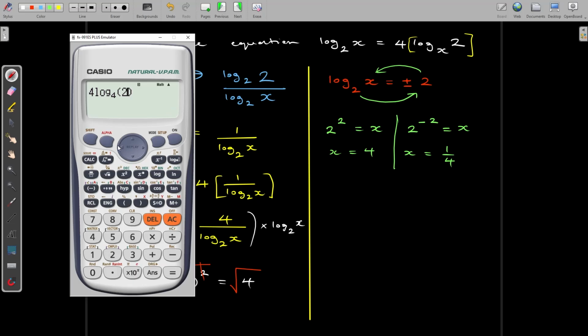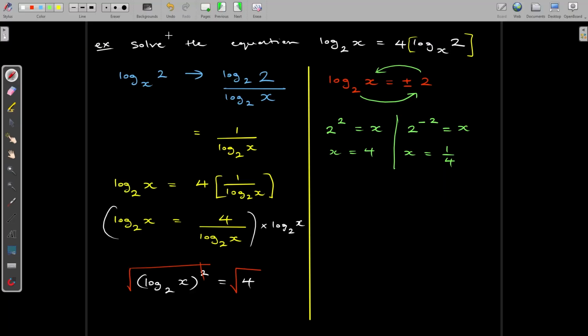Now let's try it with a quarter. So here is a quarter. So we get negative 2. And let's try a quarter on the left hand side. So it's log base 2 of a quarter, negative 2. And that's how you verify your answer. So both of these answers are valid.